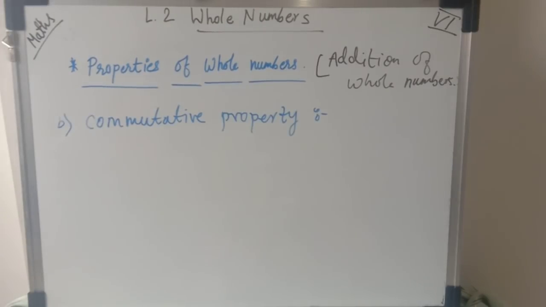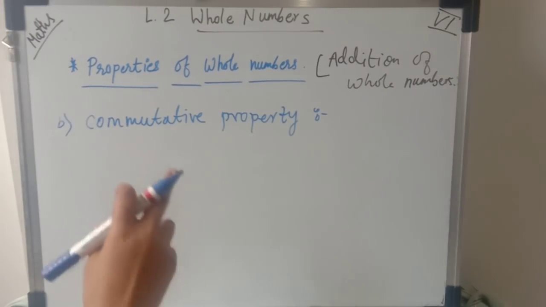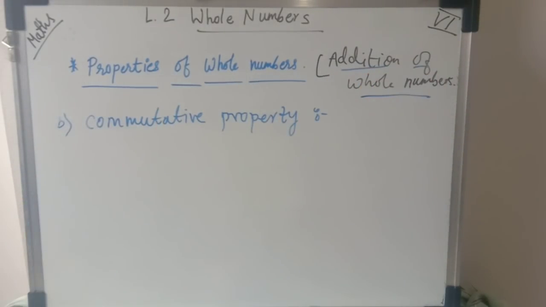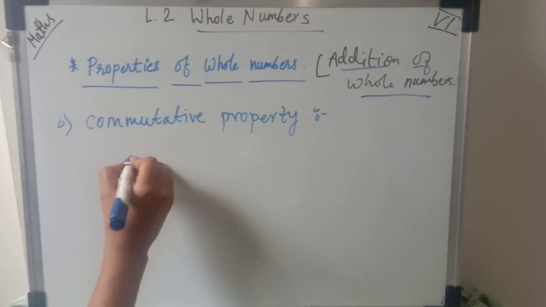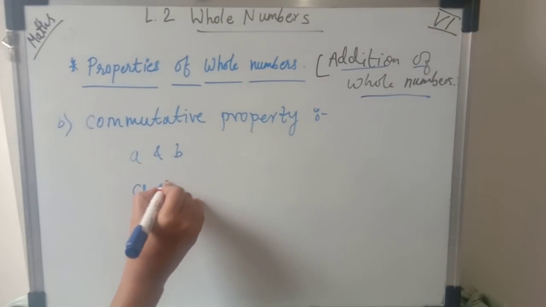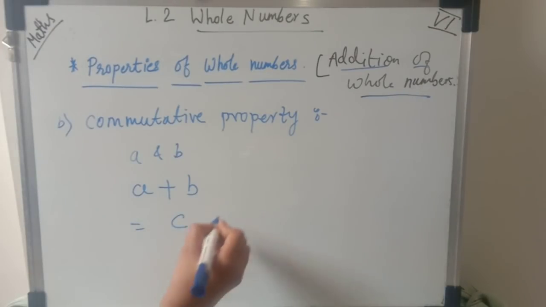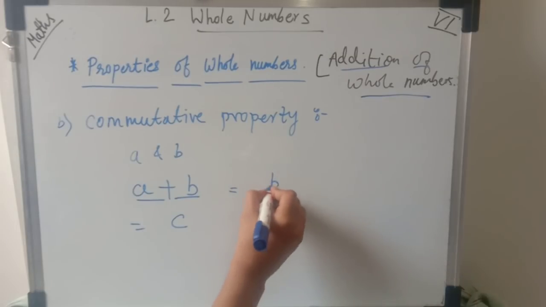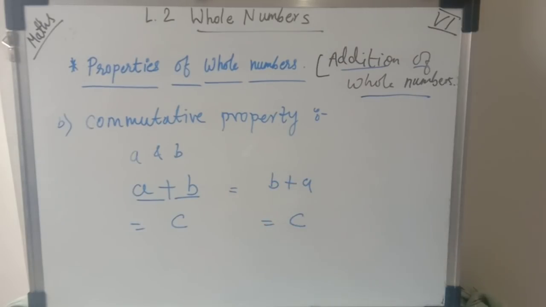Students, all these properties we have seen in our last session, and these properties are related to the addition of whole numbers. What does commutative mean? Commutative means when you are adding any two whole numbers in any order, the value remains same. Suppose A and B both are whole numbers. If we add A plus B is equal to C, and we change the order, that is the places, B plus A, then the sum remains the same.